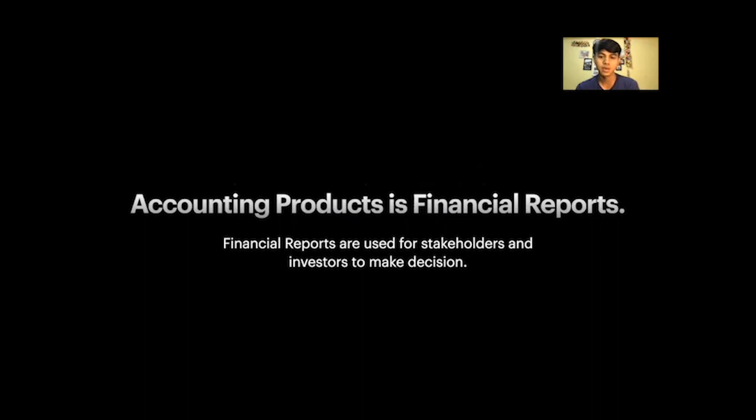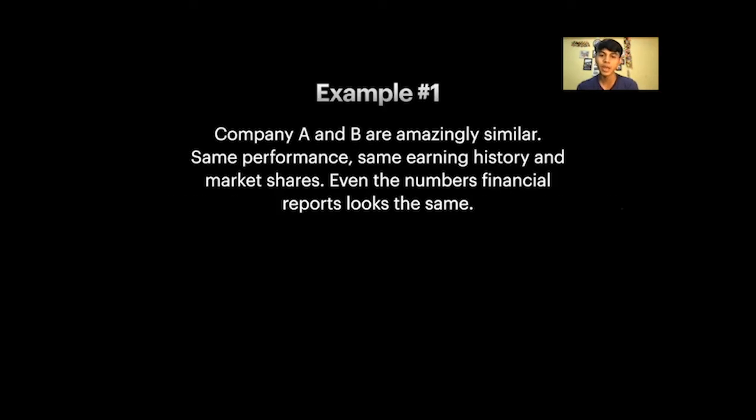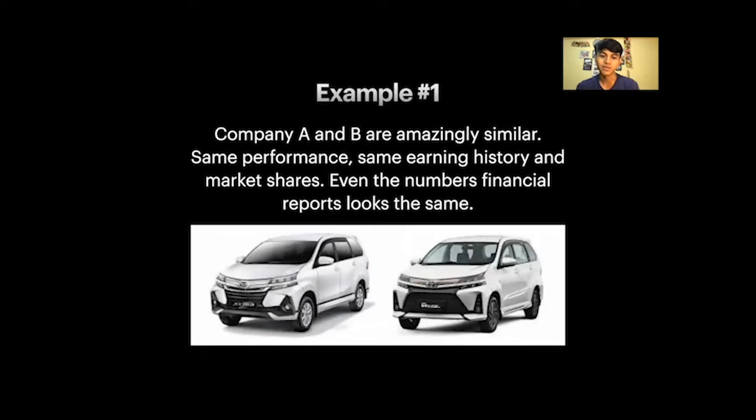Now, I wanted to make a case example. Companies A and B are amazingly similar, with the same performance, same earning history, and same market shares. This is quite rare to see, but there is actually a company that is really similar even in its products, like the one that you see right now, Avanza and Senia. Can you really differentiate them? Back in the days when you were in high school or elementary school, they really looked the same. Even the numbers and financial reports look the same.